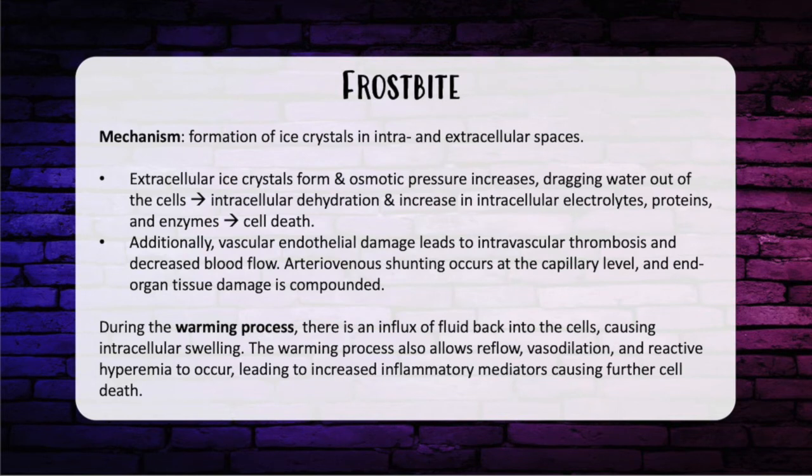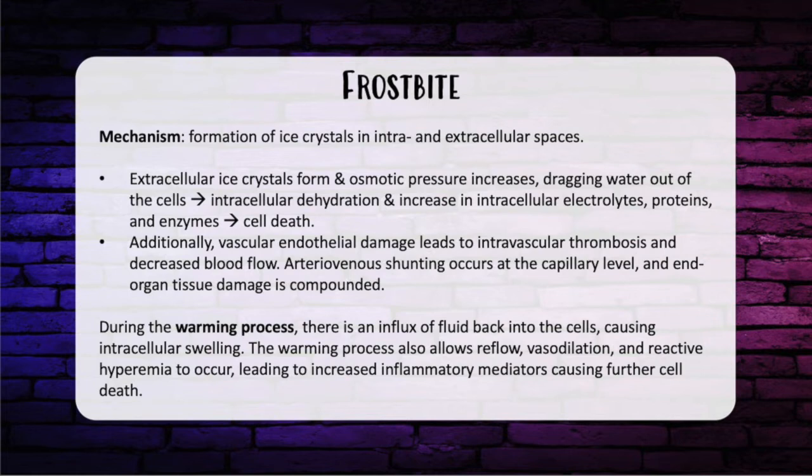The mechanism by which you end up with tissue damage is formation of ice crystals, which you would think. However, the ice crystals are both intra and extracellular. Extracellular ice crystals actually form when the osmotic pressure increases, pulling water out of the cells. It leads to intracellular dehydration and then an increase in intracellular electrolytes, proteins, and enzymes that eventually lead to cell death.